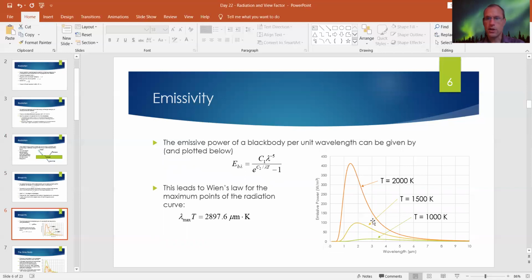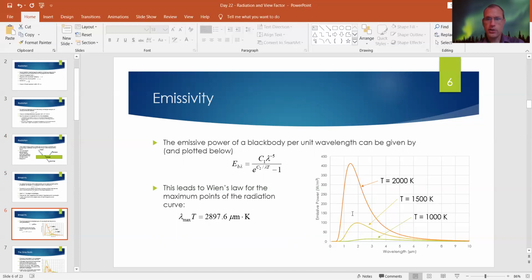So different temperatures gives me different curves. So obviously for higher temperatures, I'm emitting a lot more energy, emissive power, because again, sigma T to the 4th, T to the 4th power means my temperature 2000 compared to my temperature 1000 is going to be emitting 16 times, because factor of 2 to the 4th power. So 16 times more power here in the orange curve than the green curve.